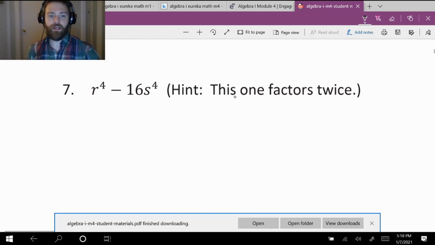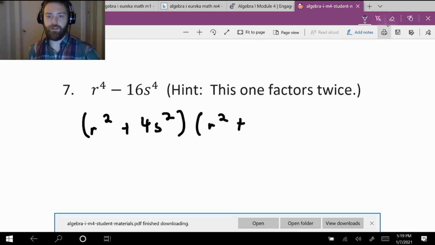And it says, okay, hint, this one factors twice, you have to continue to factor. Oh, this is fantastic. r squared, the square root of 16 is 4. The square root of s to the fourth is s squared. Okay? And then r squared, and it's not going to be plus, it's going to be minus. That was a mistake. Minus 4s squared. Okay? So actually, this is false.